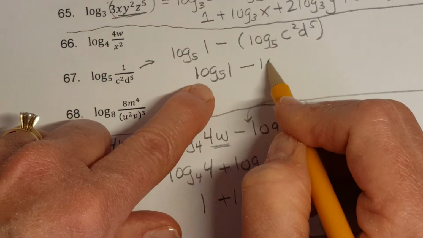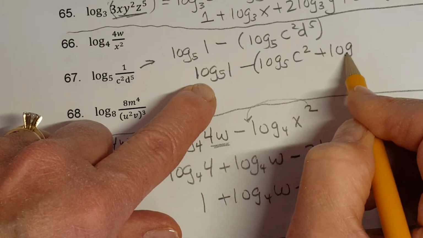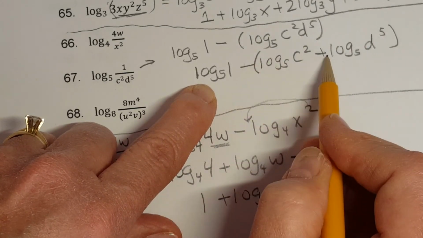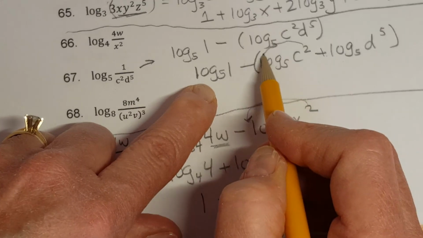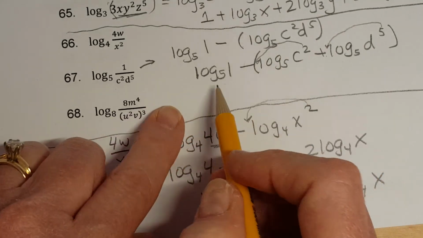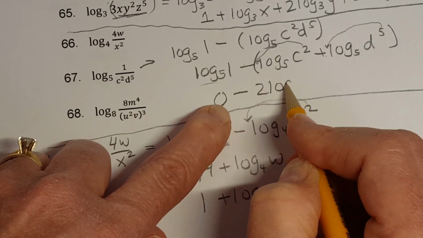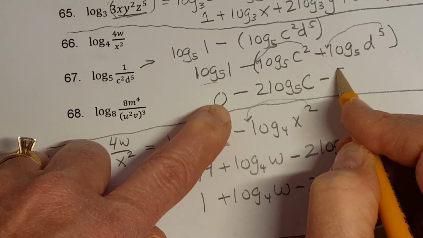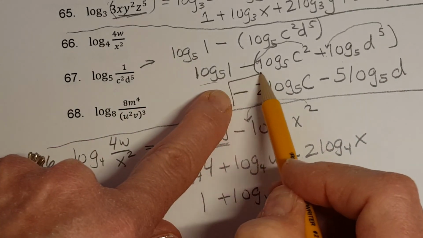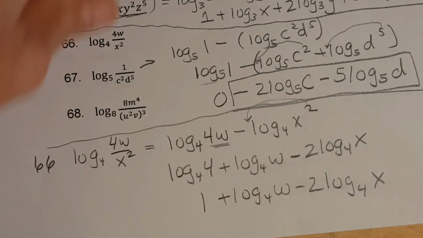Okay, and then we have minus log base 5, and I have to put this in parentheses, of c squared plus log base 5 of d to the 5th. I put them in parentheses because this minus now gets distributed to both. The 2 comes in front of the log base 5 of c, and the 5 comes in front of the log base 5 of d. Now, what is log base 5 of 1? That's just 0. Minus 2 log base 5 of c minus 5 log base 5 of d. And technically, I don't need the 0. The answer would just be minus 2 log base 5 of c minus 5 log base 5 of d.